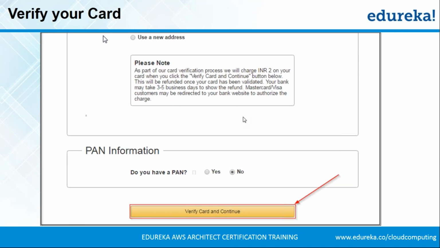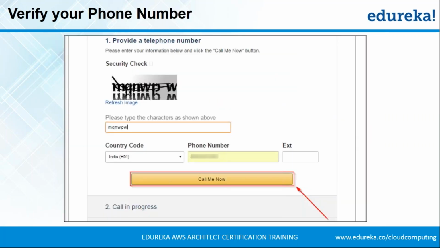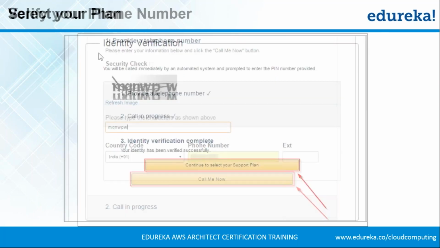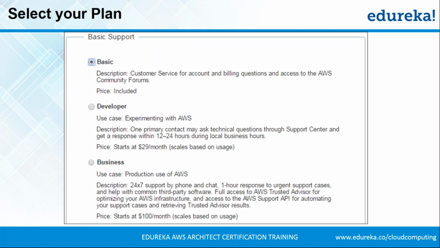Okay. So like I said, you'll be entering your card details, and then you'll be clicking on verify card and continue. In the next step, you'll be asked to verify a number. So you have to enter your number, clear the security check, and then you will be getting a call. All right, so you have to click on call me now. You'll get a call, and then you have to enter a code, enter the OTP. It's a one-time password. You enter that, and then they'll be able to verify your phone number. And once you do that, the next step is about choosing your plan. So these are the plans. You have the basic, the developer, the business plan.